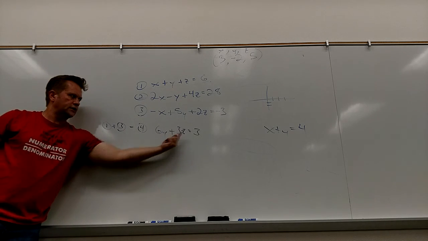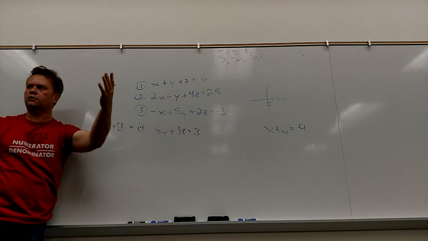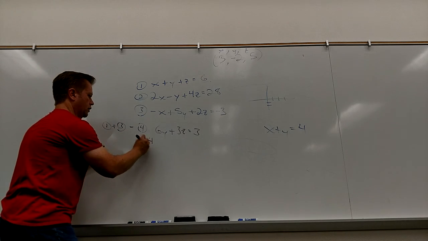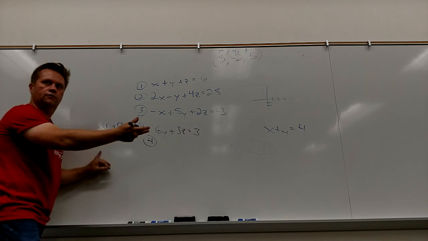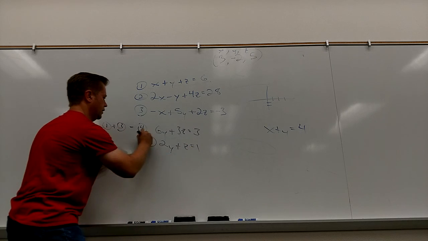And real quick, just look out for this: can't I reduce that equation? Do you see what I mean? It's almost like reducing a fraction, that's why I call it that. So what can I do to that equation? Make the number smaller, I can divide everything by 3. So I get 2y plus z equals 1. So that's one new equation.